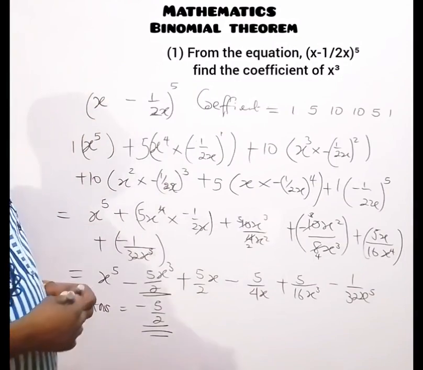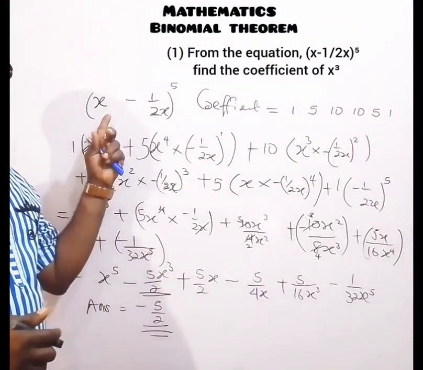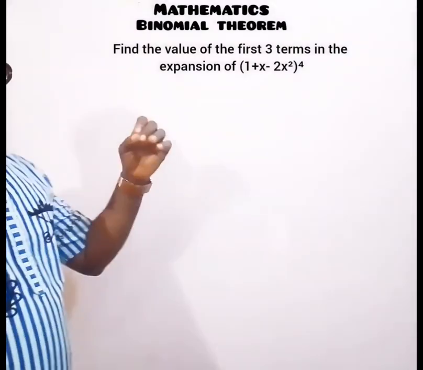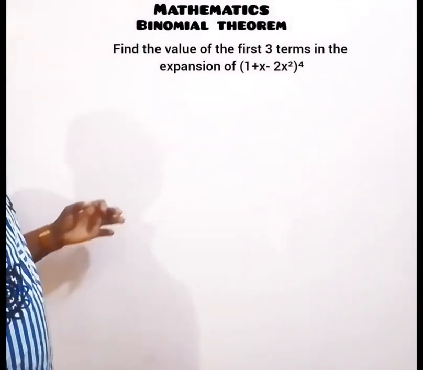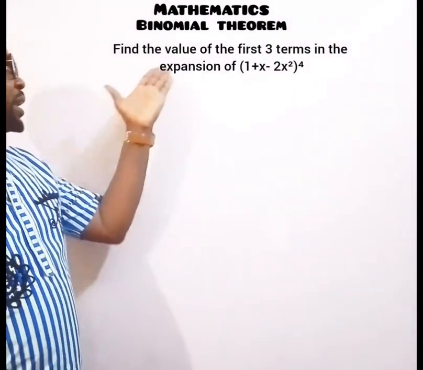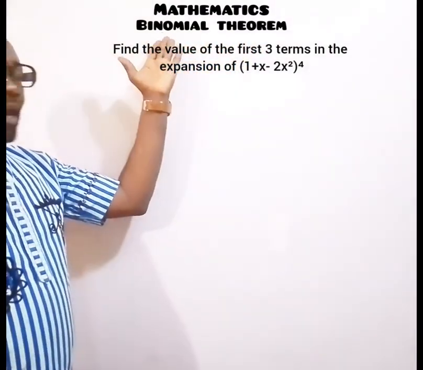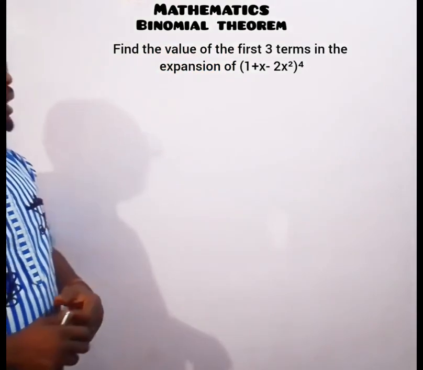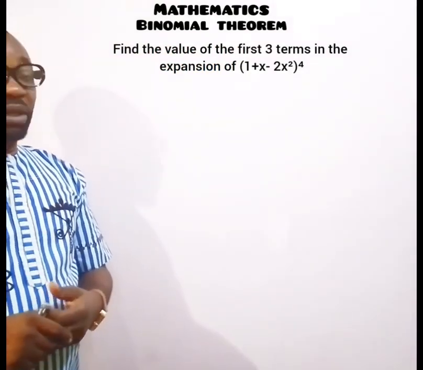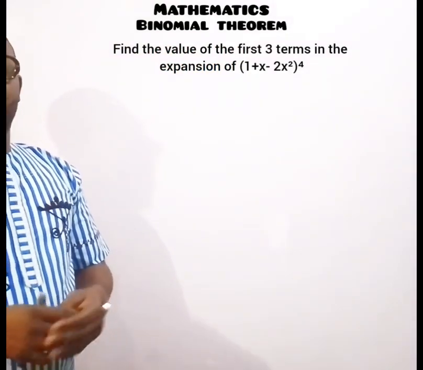The next question comes your way soon. For this next question we have here, we are asked to find the value of the first 3 terms of the expansion of this: 1 plus x minus 2x squared, raised to the power of 4.